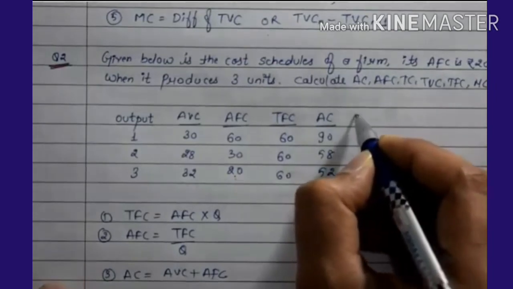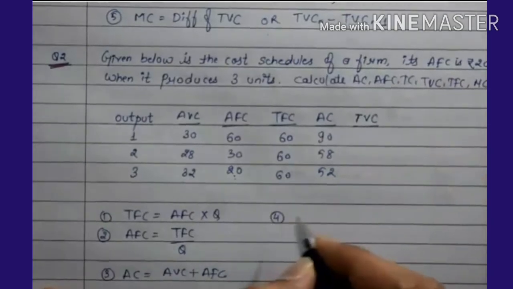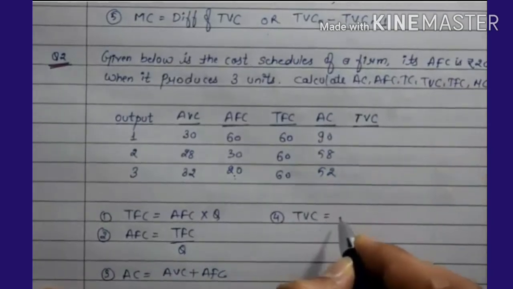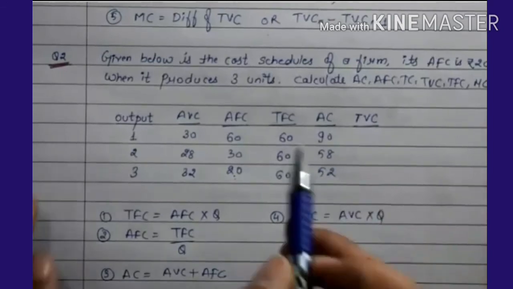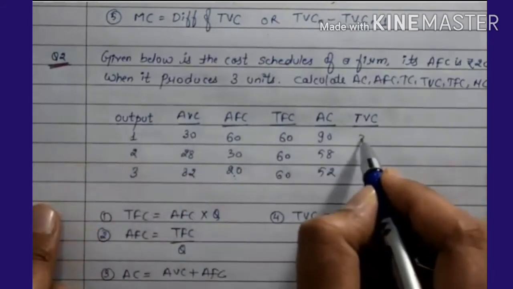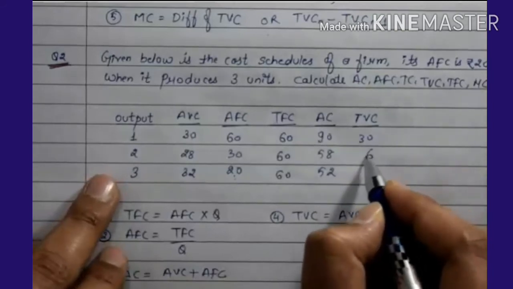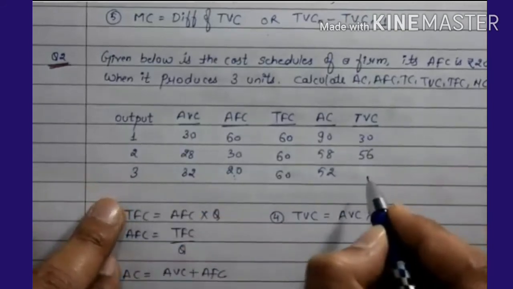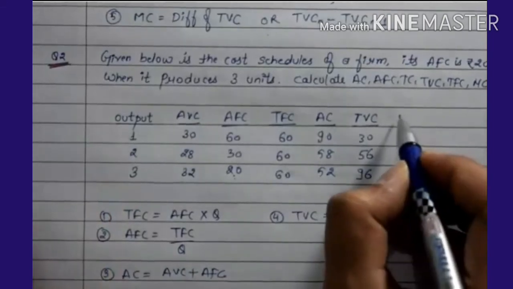Next you will have to find TVC. How will you find TVC? TVC is equal to AVC into Q. So AVC into Q, we can get TVC. So that's 30, then it's 56, then it's 96. So hope you understood.